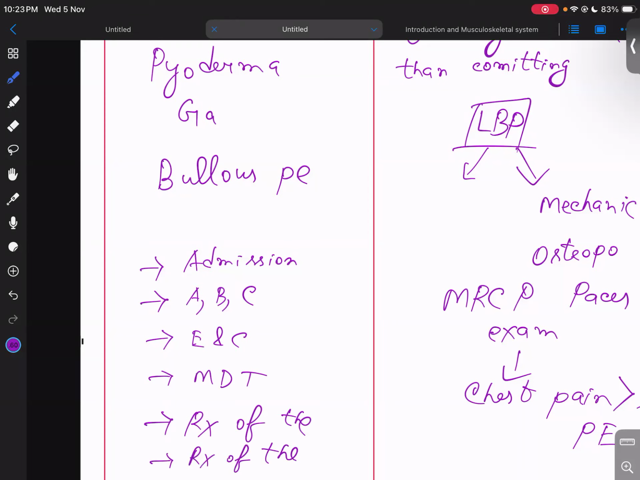So every time we have to start from admission and management of airway, breathing, and circulation. And believe me, many candidates make this small mistake. They don't tell the management of airway, breathing, and circulation that the examiner wants to hear.